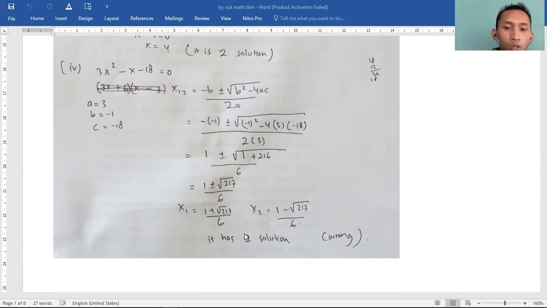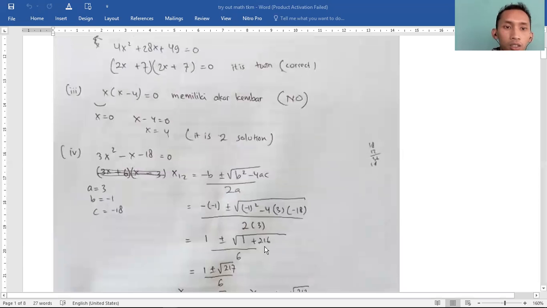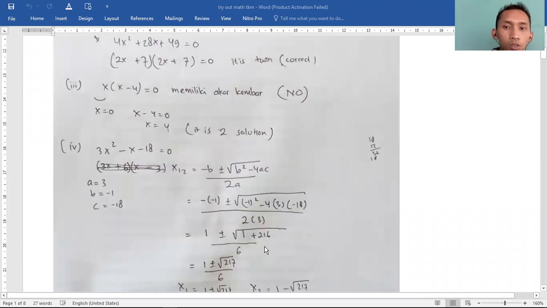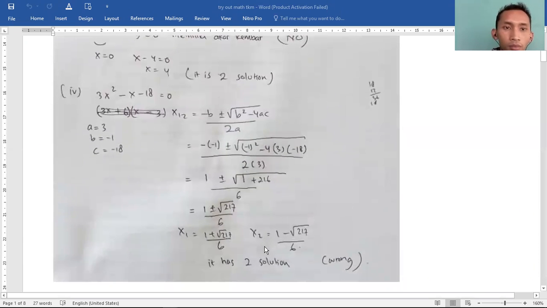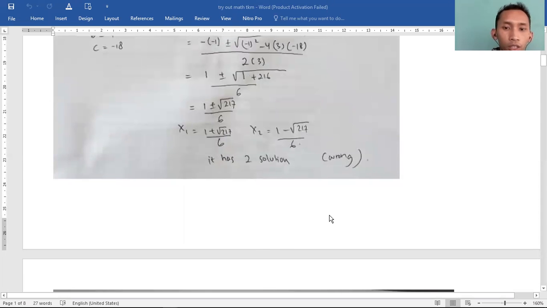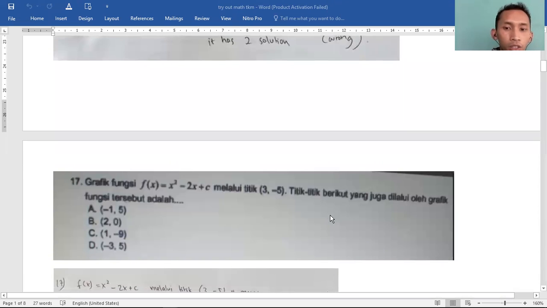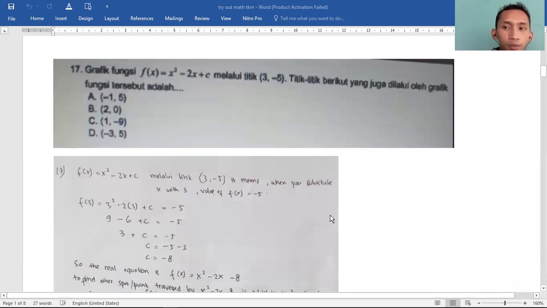So it has also two different solutions. That's why statement number 3 and 4 are wrong. Okay, hopefully you understand with that. We continue to number 17.